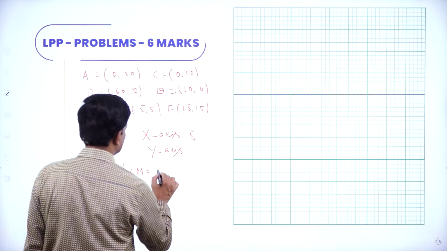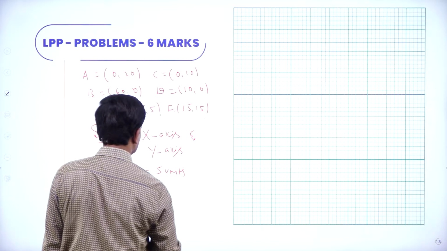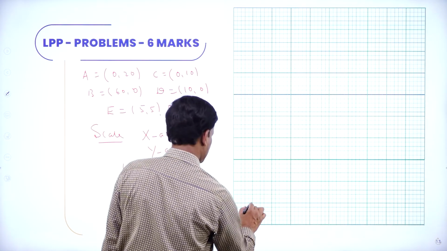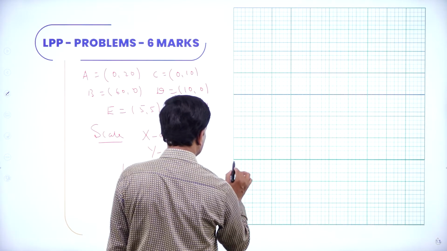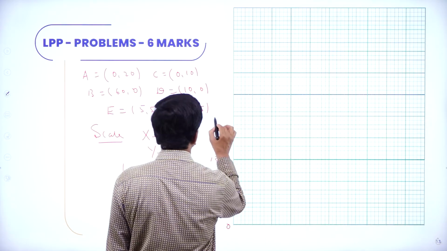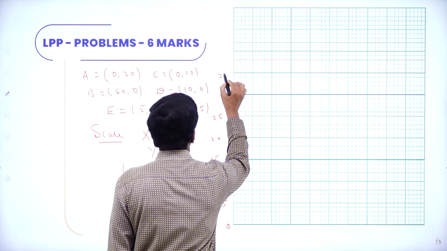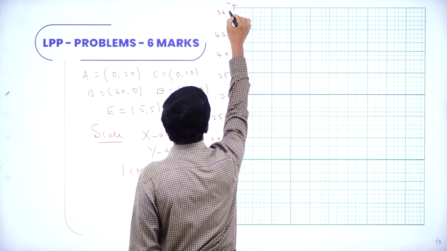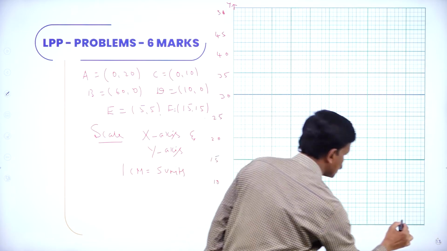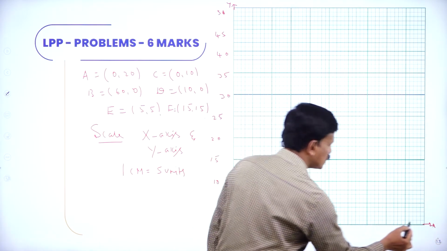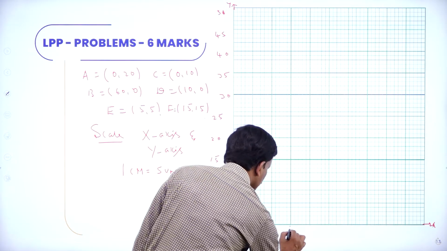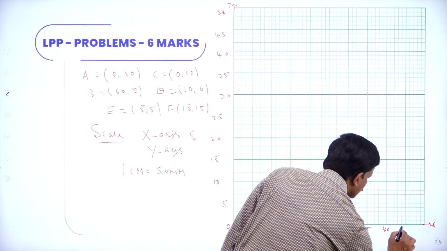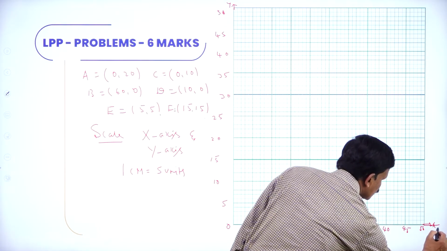1 centimeter is equal to 5 units. Let us consider 1 centimeter is equal to 5 units. Now let us mark this as 0, then 5, 10, 15, 20, 25, 30, 35, 40, 45 and 50. This is the y-axis. On the x-axis the maximum we have is 60. On the x-axis this is 0, 5, 10, 15, 20, 25, 30, 35, 40, 45, 50 and 60.